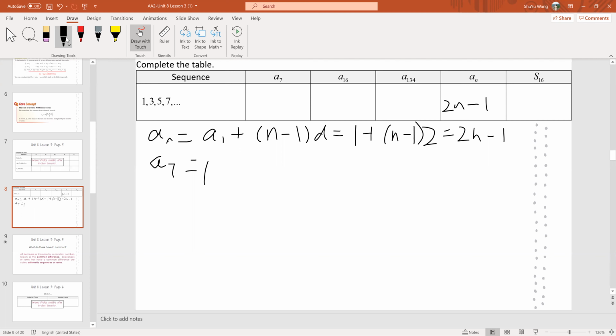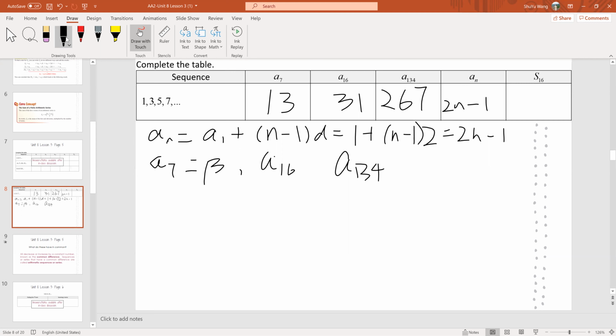Okay, use the same idea to find a sub 16 and a sub 134. So that will be 31 and 267.